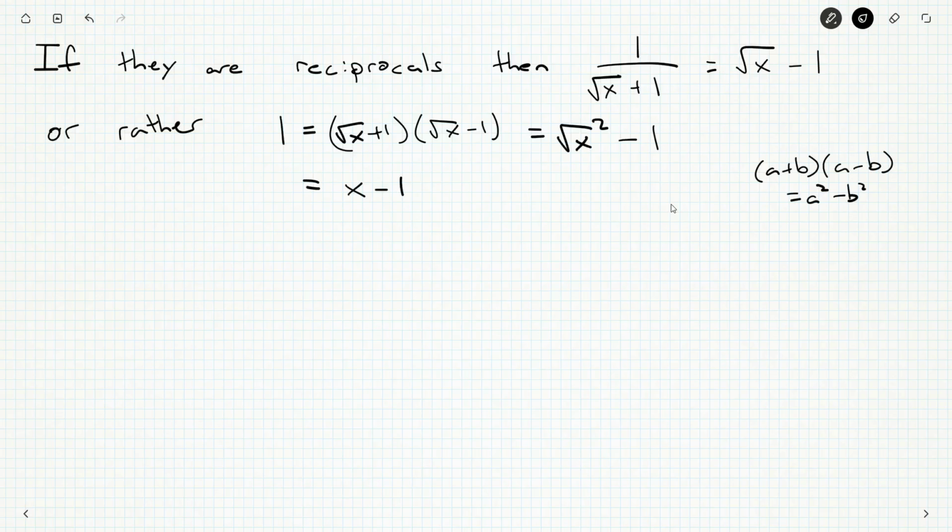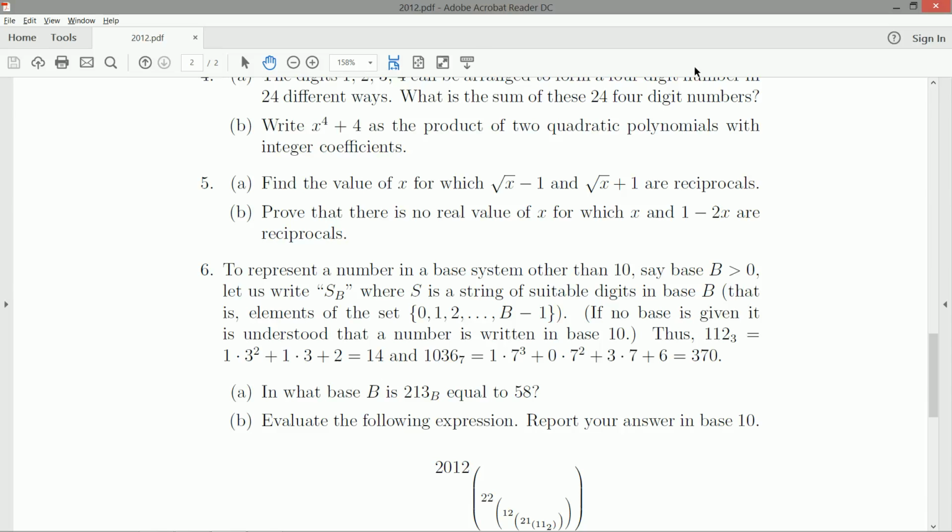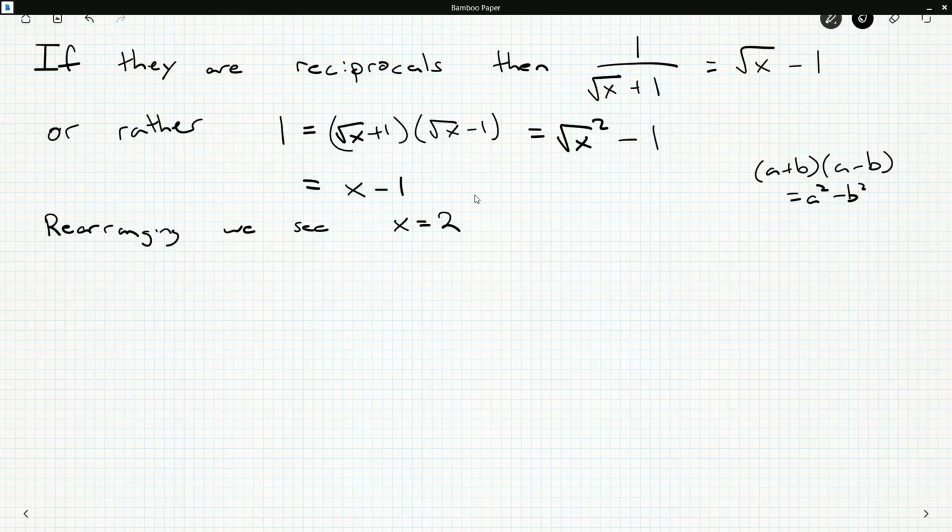Okay. Well, it's not that hard from this point to see. So rearranging, we see x. Just bring the other one over to the other side. x has got to be 2. Okay. Now, were we asked for specifically x, or were we asked for those two values right there? Find the value of x for which those are reciprocals. Fantastic. Okay, so we've got it.